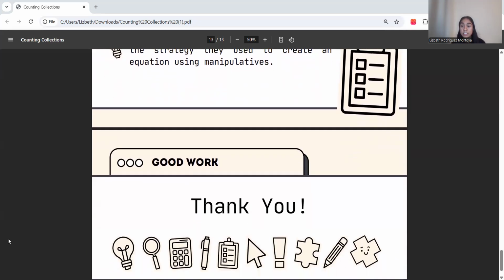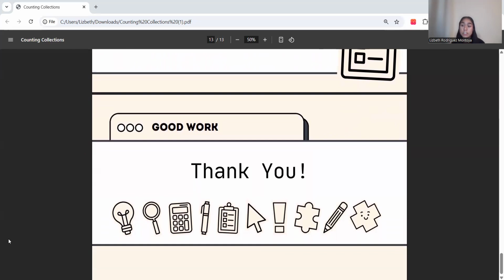So I hope you guys enjoyed this introduction of Unit 3. I can't wait for us to learn as a class about creating an array, grouping a large quantity of objects, and just using the different strategies and tools that we could implement towards this unit.